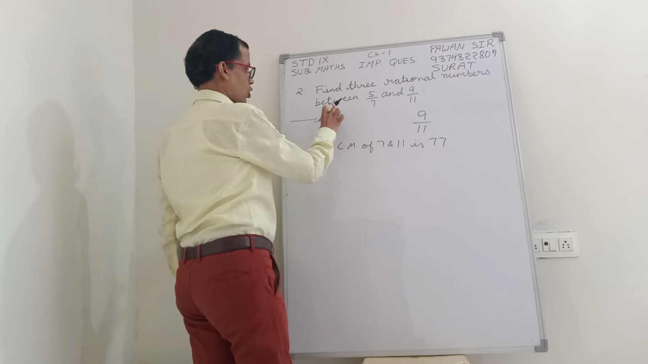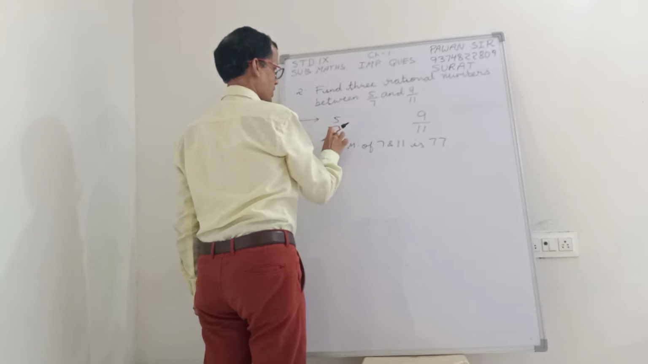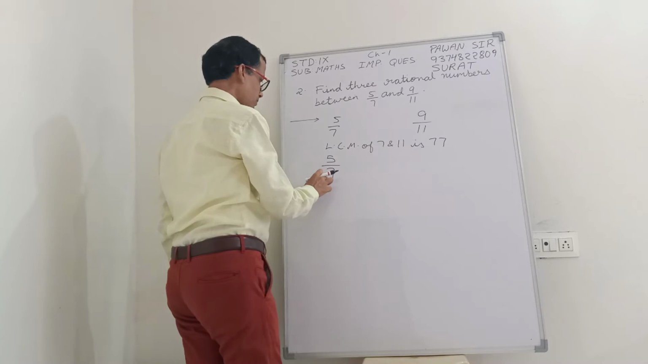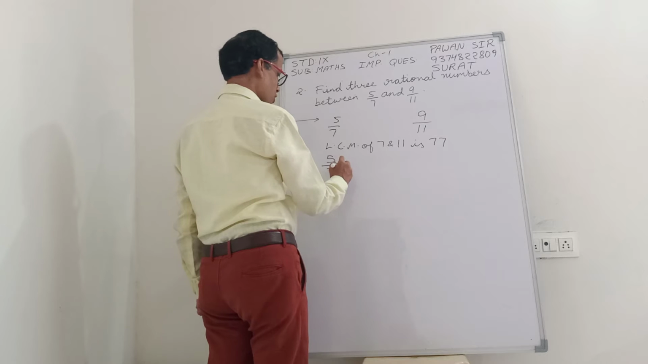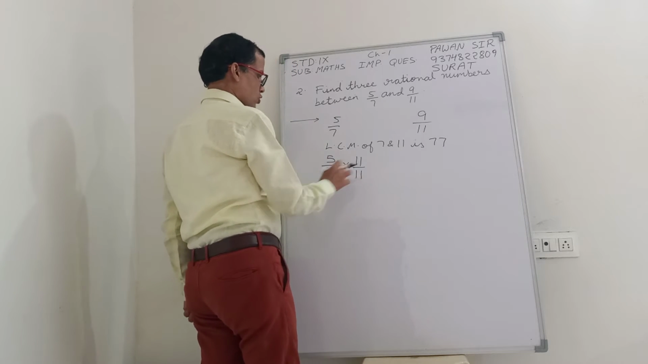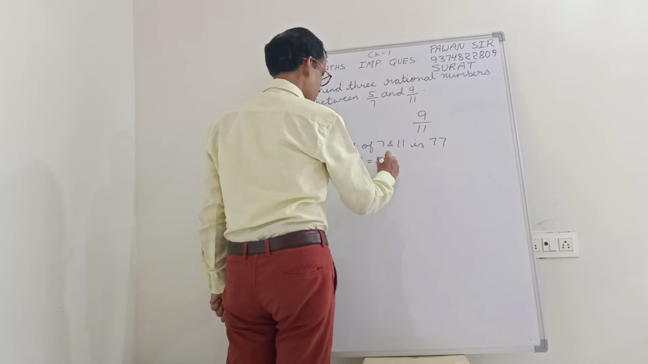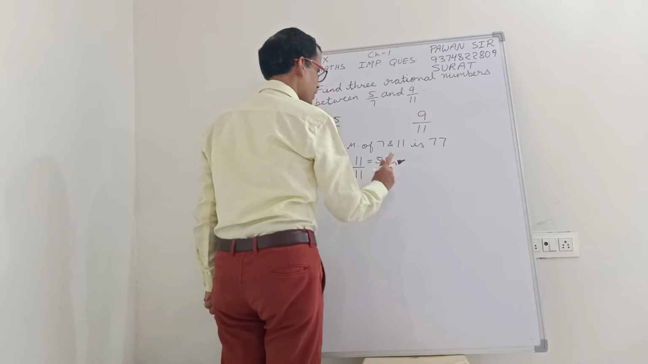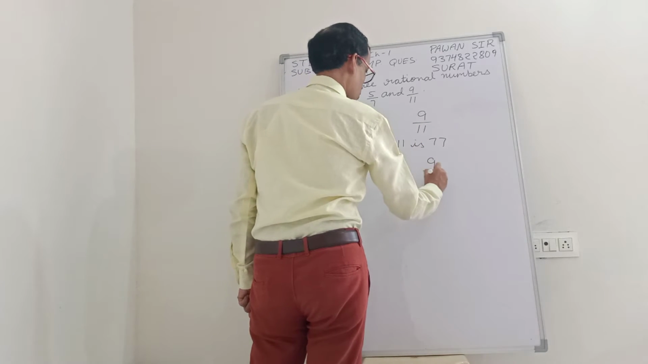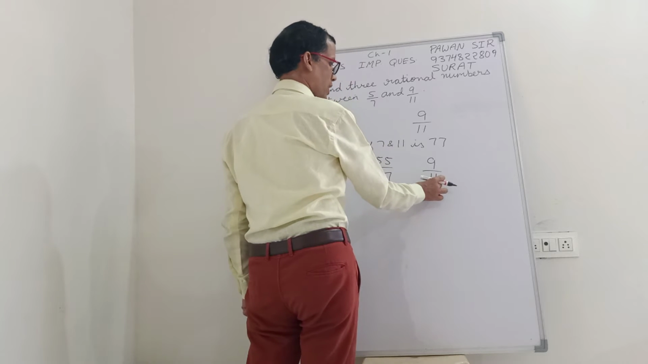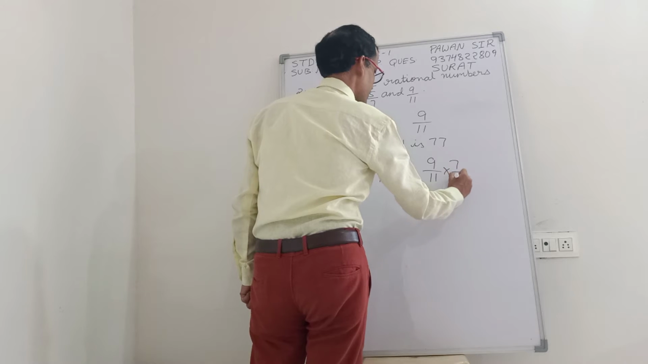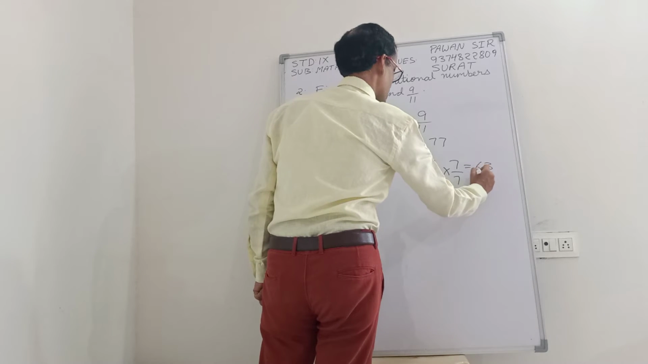So make the denominator of both the numbers 77. How can we make the denominator 77? Multiply this by 11 by 11. So what we get? 55 by 77. Again we have to make the denominator 77. How can we do that? Multiply by 7. So this becomes 63 by 77.